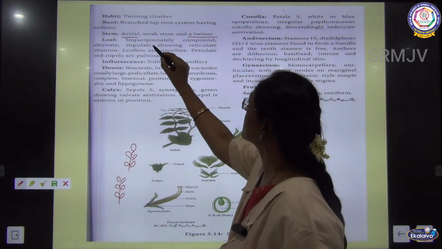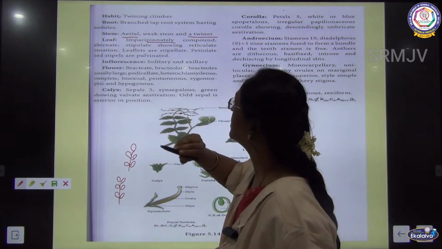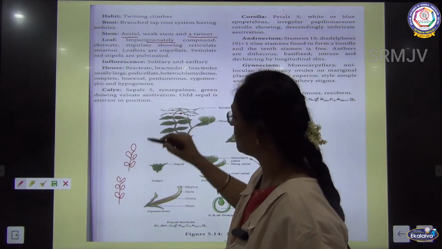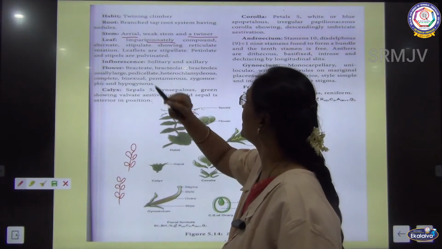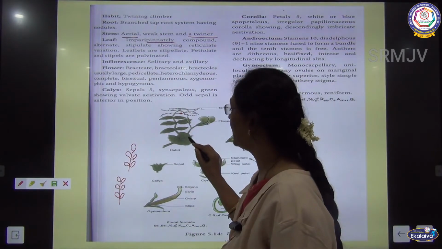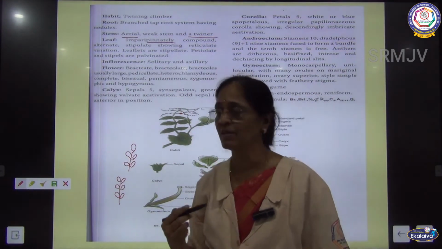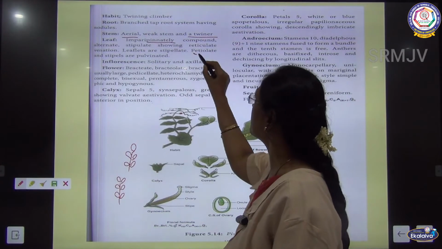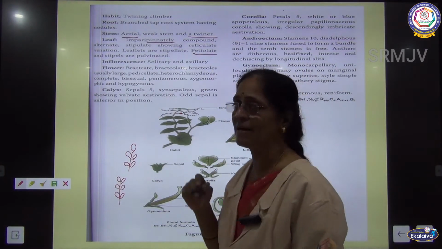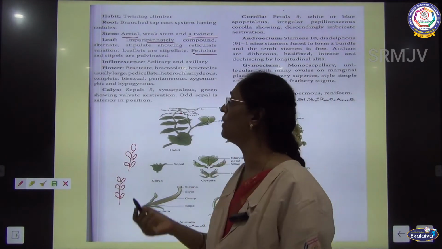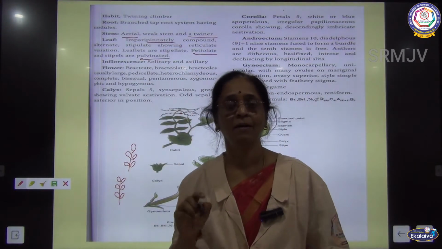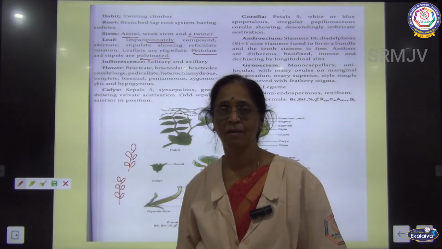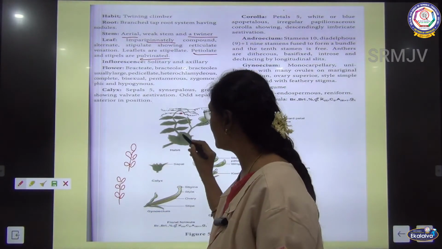So here it is imparipinnately compound, alternate, stipulate, and because it belongs to dicotyledons, they show reticulate venation. Stipules are there at the base of the leaf, and then you will find that the petioles are there. The leaves are having a stalk, so it is petiolate, and pulvinate because it belongs to Fabaceae. They have a pulvinous base at the base of the leaf.